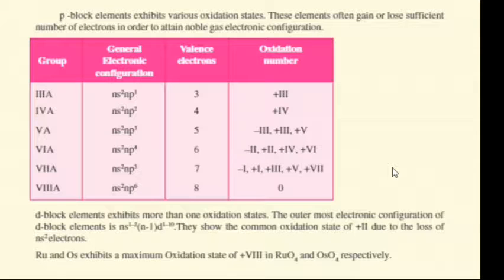D-block elements exhibit more than one oxidation state. The outermost electronic configuration of d-block elements is ns1-2 (n-1)d1-10. They show the common oxidation state of +2 due to the loss of ns2 electrons. Ruthenium and osmium exhibit a maximum oxidation state of +8 in ruthenium oxide and osmium oxide respectively.